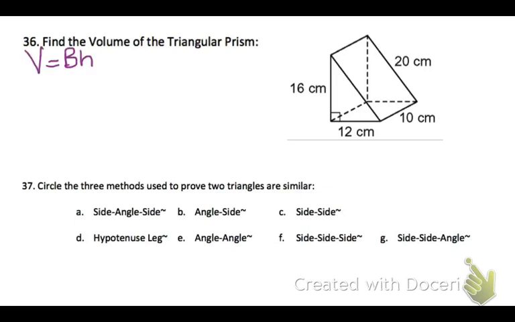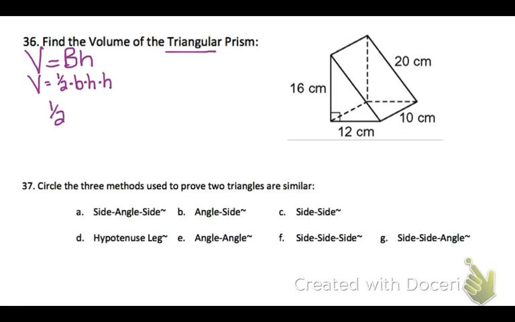Well, remember that the volume of a prism is the area of the base, that's what the capital B stands for, times the height of the prism, and the height of the prism is the distance between the two bases. Well, notice that this is a triangular prism, so my base is a triangle, and the area of a triangle is 1/2 base times height. And then I'm going to multiply that times the height of the prism.